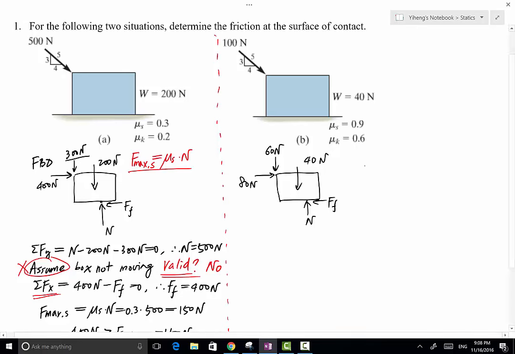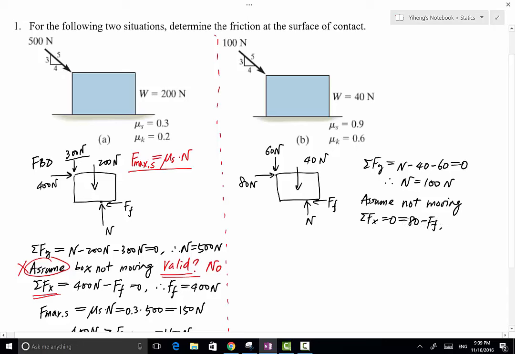However, along the vertical direction, the resultant force is indeed 0, and that equals N minus 40, that's the weight, minus the 60 applied force, equals 0. So from here, the normal force is 100 Newton. So similarly, we're going to again assume the box is not moving. Static equations apply, therefore the resultant force along the x direction is also 0, and that equals 80 Newton minus F_f. So from there, we can solve for the frictional force to be 80 Newton.